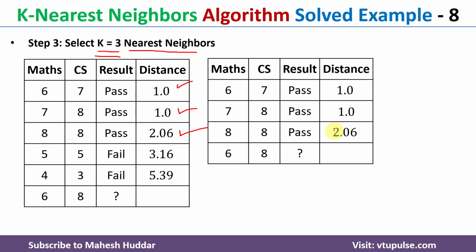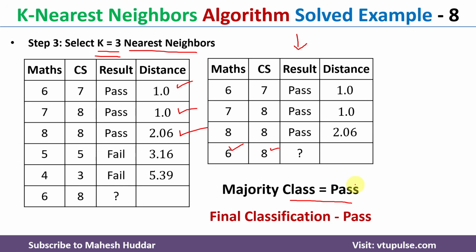After that, we will check the majority voting. In this case, in the result column, the count for pass is 3 and fail is 0. It means that majority class is pass. Finally, we can conclude that the new student with the maths is equal to 6 and CS is equal to 8 will pass. This is how we can apply the k-nearest neighbor algorithm and we can classify the new example into one of the class.